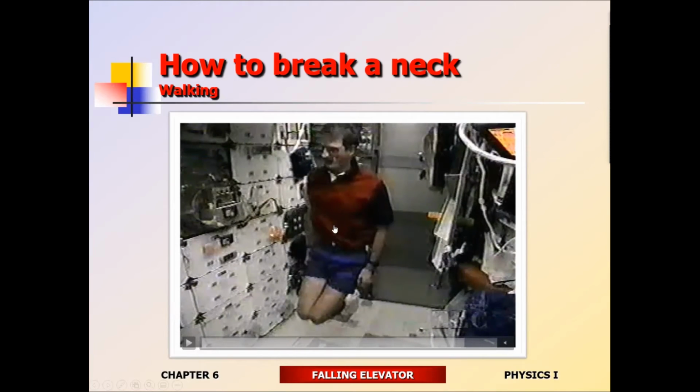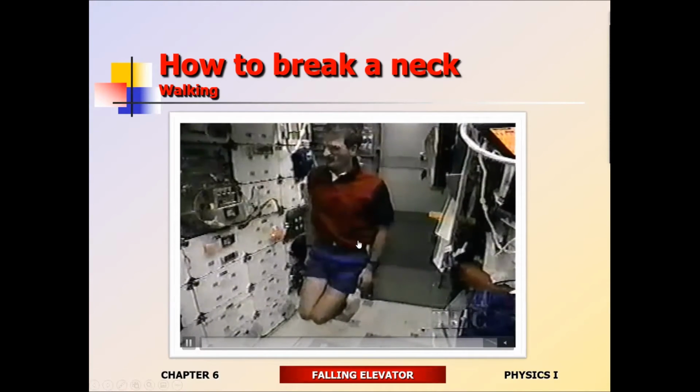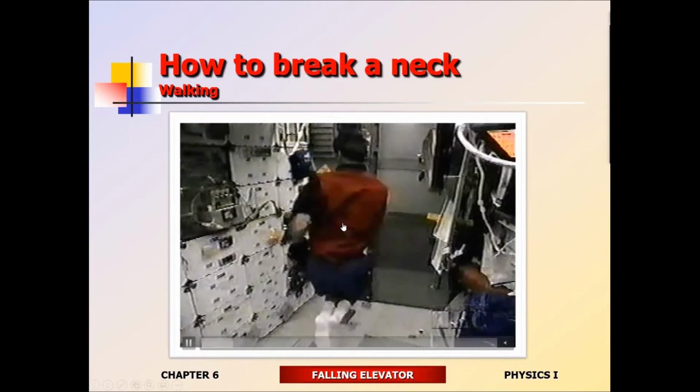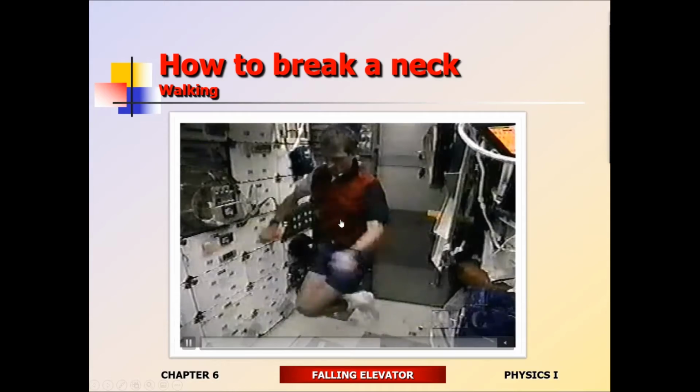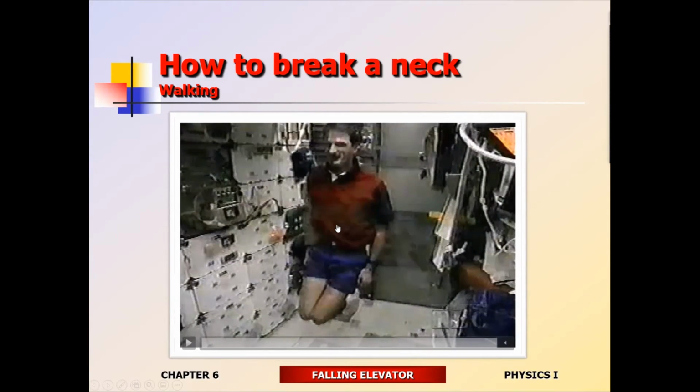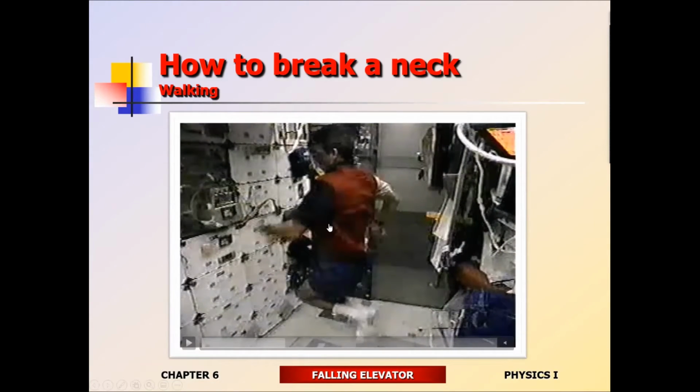How much contact do you have with the floor when you're in free fall? None, zilch, zero. No normal force, which means there's no contact. Without being in contact with the floor, you cannot walk. Not going to happen. So what would happen if you were to move your legs as if you're walking?